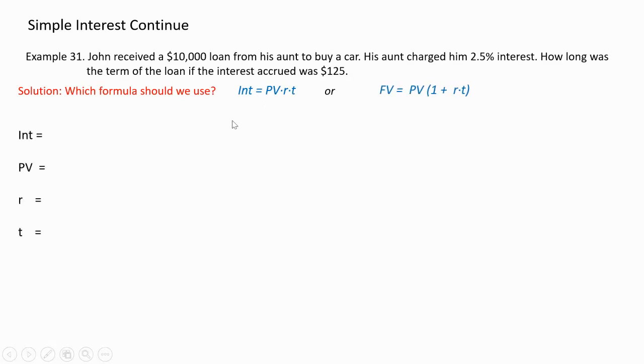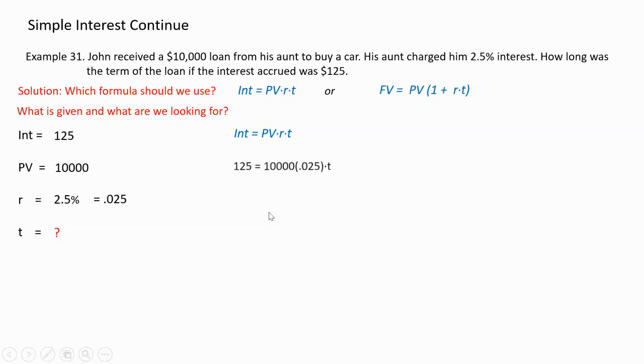So this formula is the one we're going to be using, on the left. What is given and what we're looking for. Okay, we're looking for how long, right? So we're looking for time. So the interest accrued was 125. Okay, put 125 here, guys, right? And then this is the present value, the 10,000. The interest rate is 2.5%, which is 0.025.